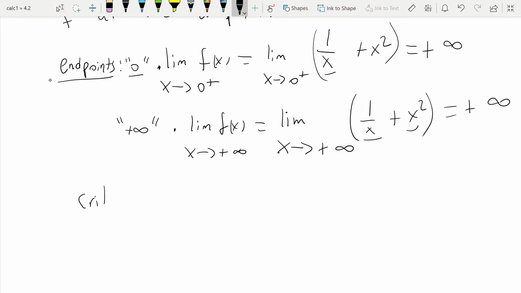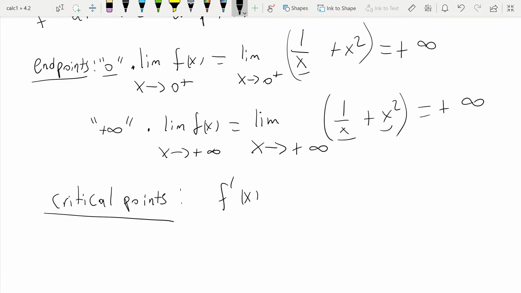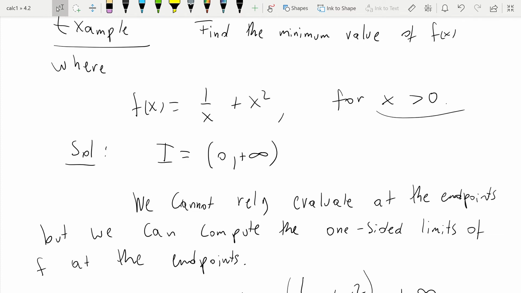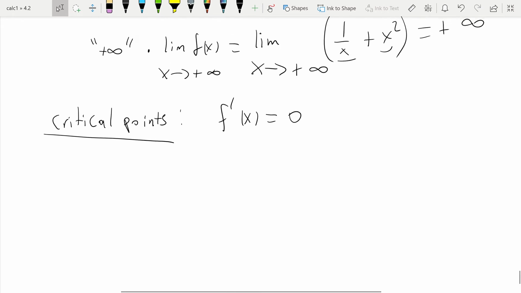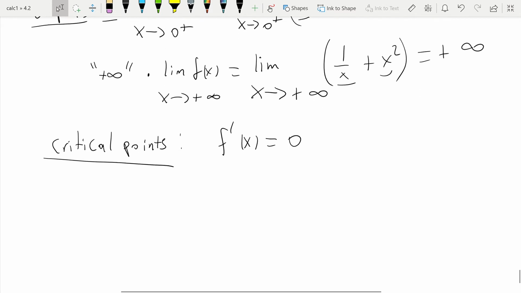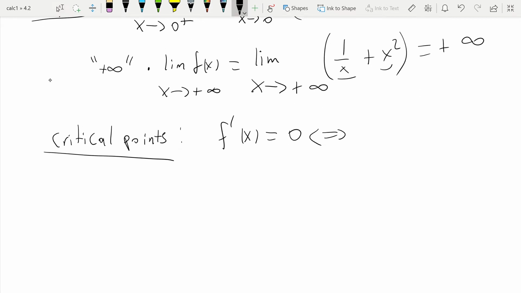Now with the critical points. So we need to set f prime of x equals 0. Remember that we discussed again that when x is greater than 0, both 1 over x and x squared are differentiable. And we're adding them, so the resulting function is again differentiable, so we will not be able to find points where f prime is not defined. So we just need to solve f prime equals 0. So what's f prime? Minus 1 over x squared plus 2x. So we need that to be equal to 0.